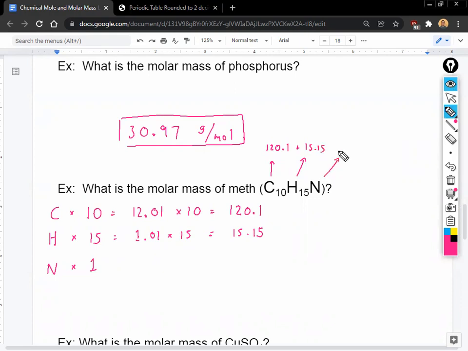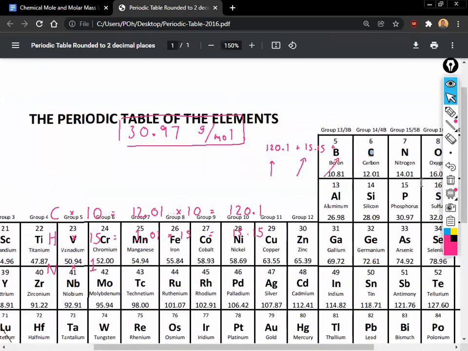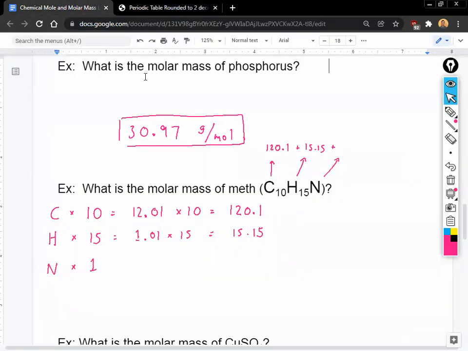And then lastly, there's one nitrogen. So we can just go on the periodic table and look at nitrogen. Yeah, exactly, 14.01. So nitrogen is times 1, so we don't have to do the math for that. We can just put 14.01. Okay, so we found out how much all of the individual components weigh.